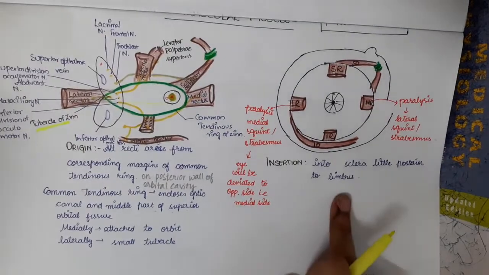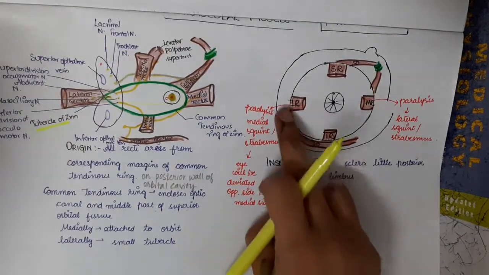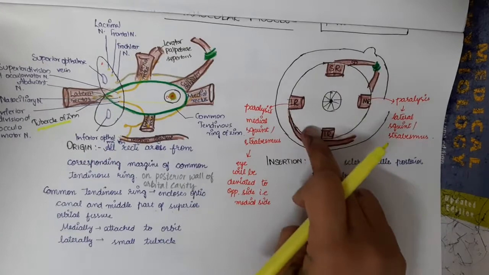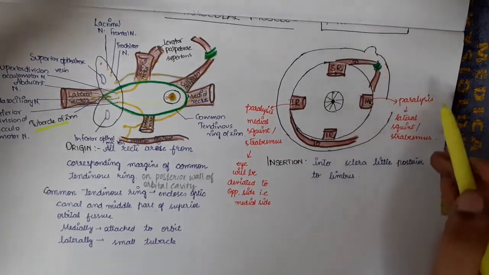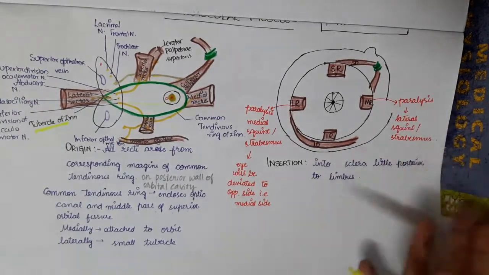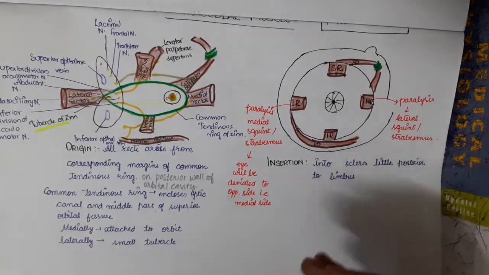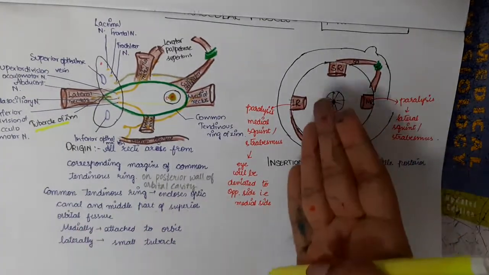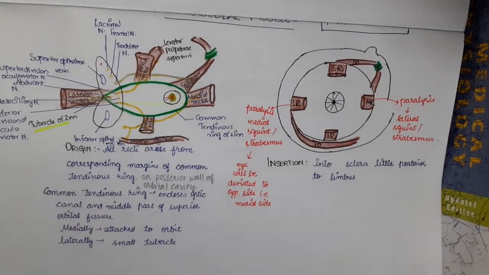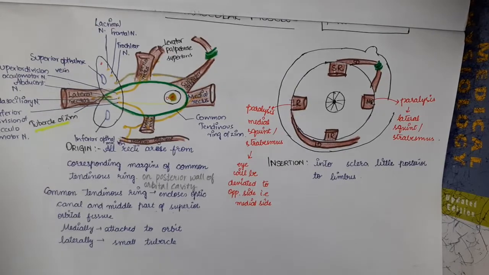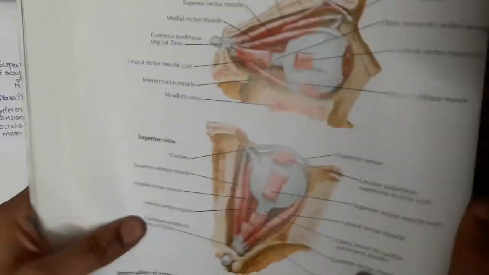Then where are the recti muscles inserted? They are directly inserted to the sclera. So this is the sclera. Superior rectus is inserted to the upper part of sclera, medial rectus to the medial part of sclera, inferior to the lower part of sclera, whereas lateral rectus to the lateral part of sclera. So let me show you the diagram of this insertion and origin.